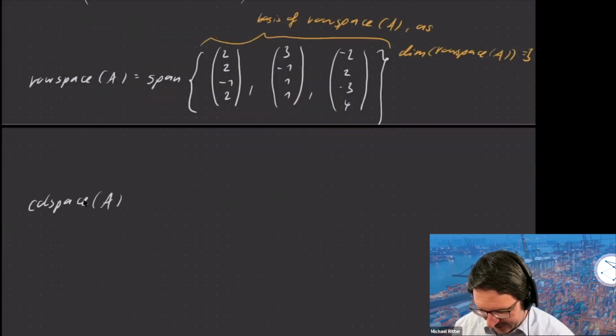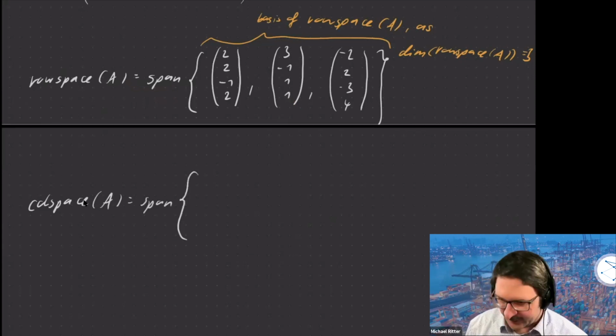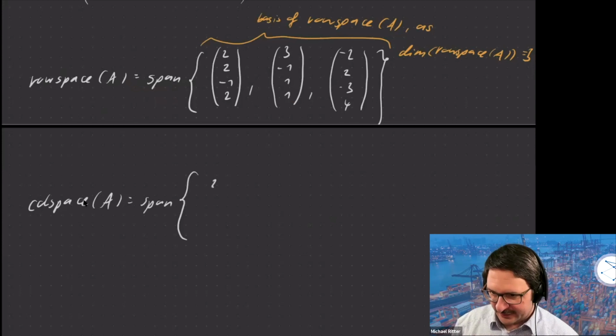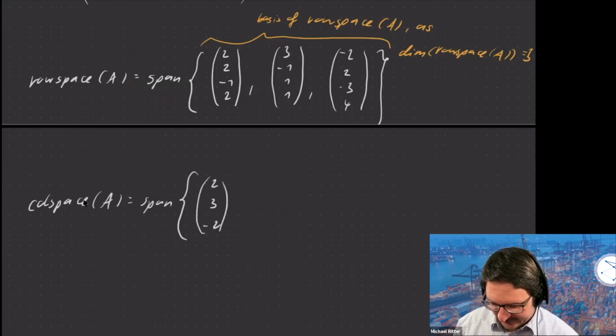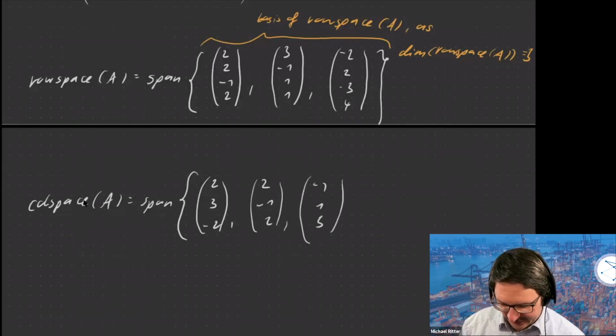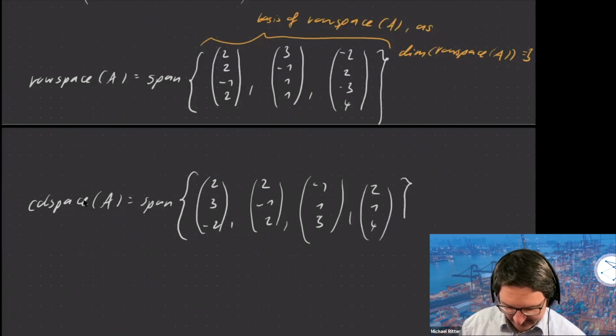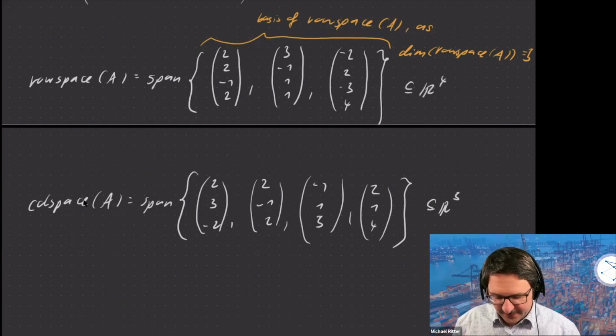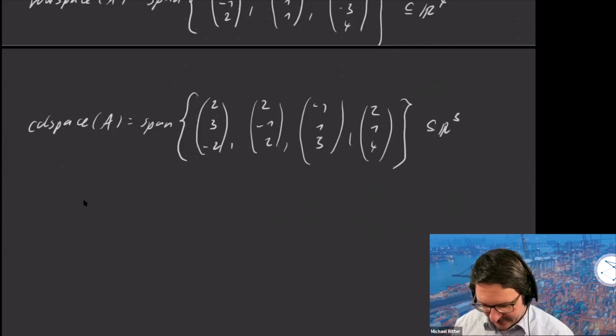So the column space of A is equal to the span of, let's see, we have 2, 3, minus 2 as the first column, 2, minus 1, 2 as the second column, minus 1, 1, 3 as the third column, and 2, 1, 4 as the last column. And as you can see, this is a subspace of R to the 3. And by the way, the row space is a subspace of R to the 4 here. And we know the dimension of the column space is 3.